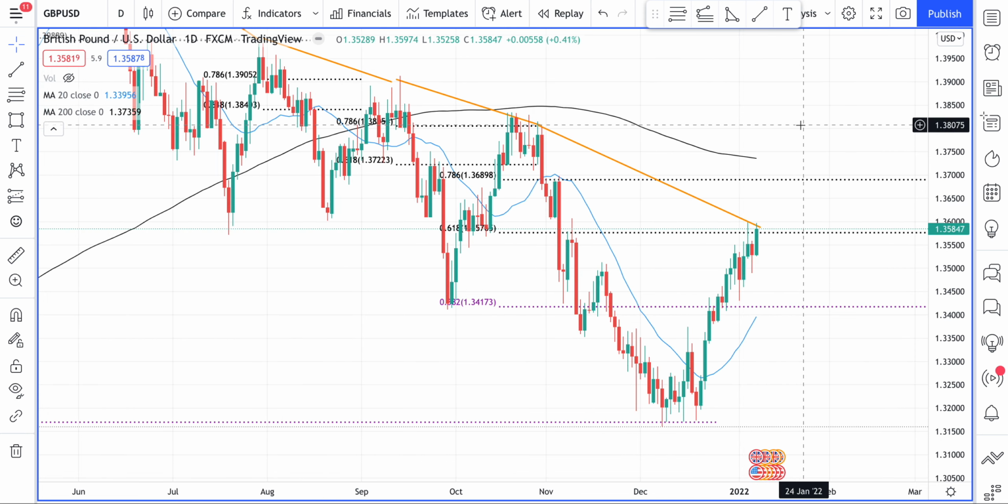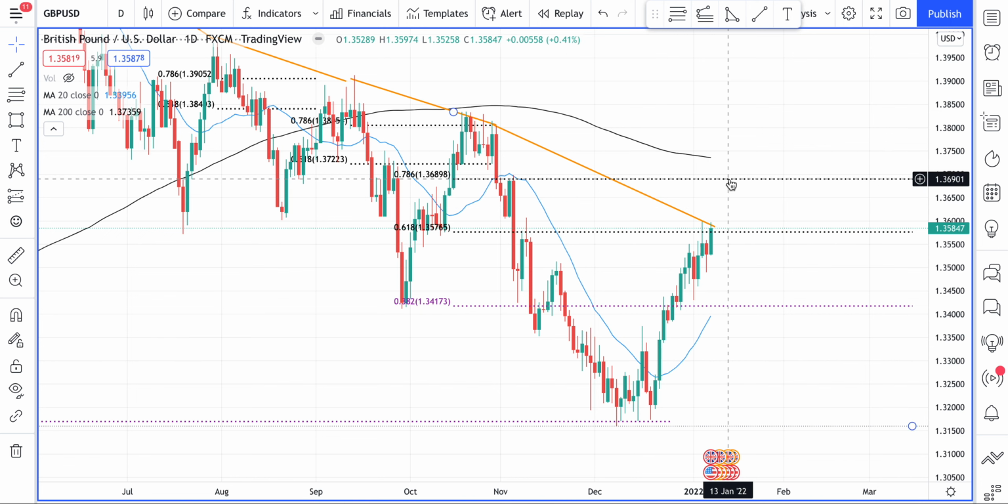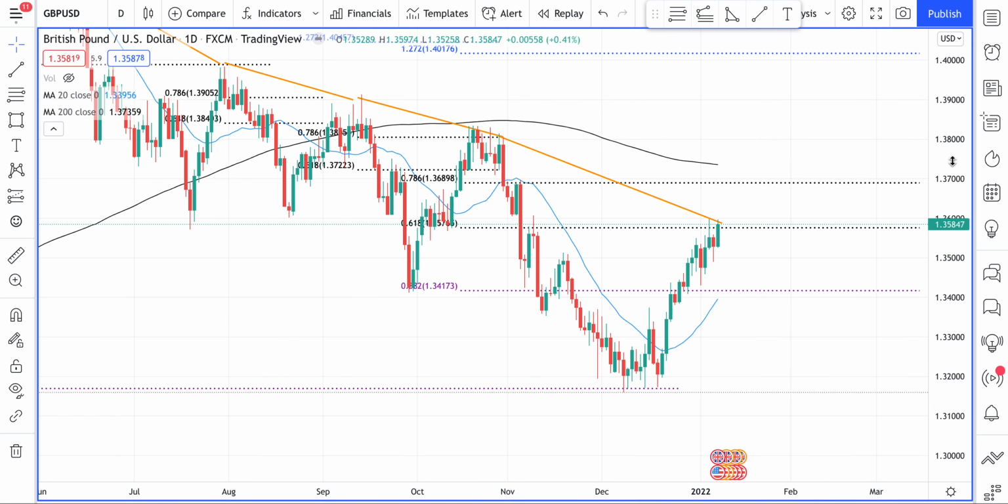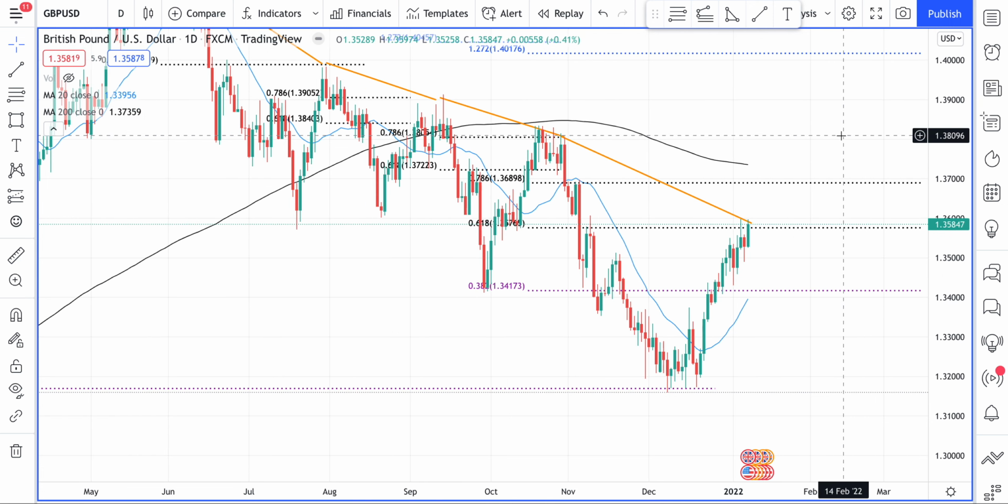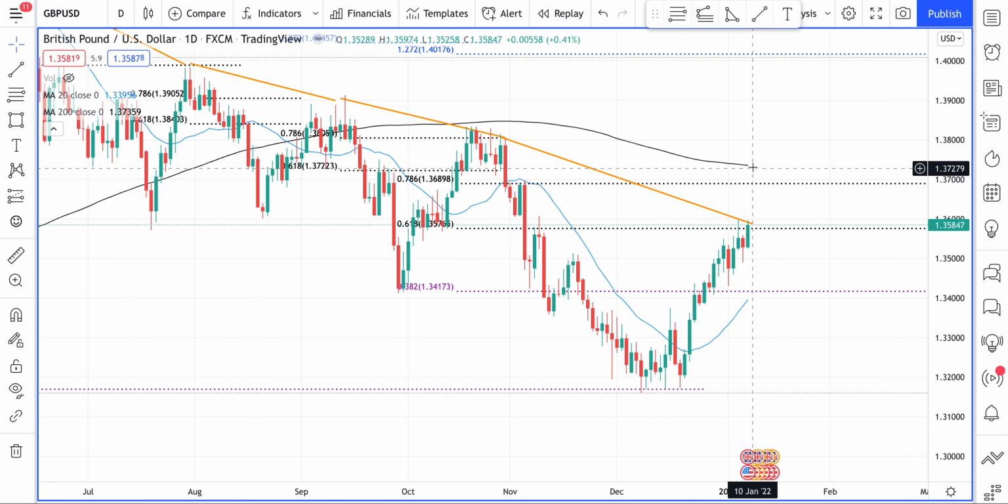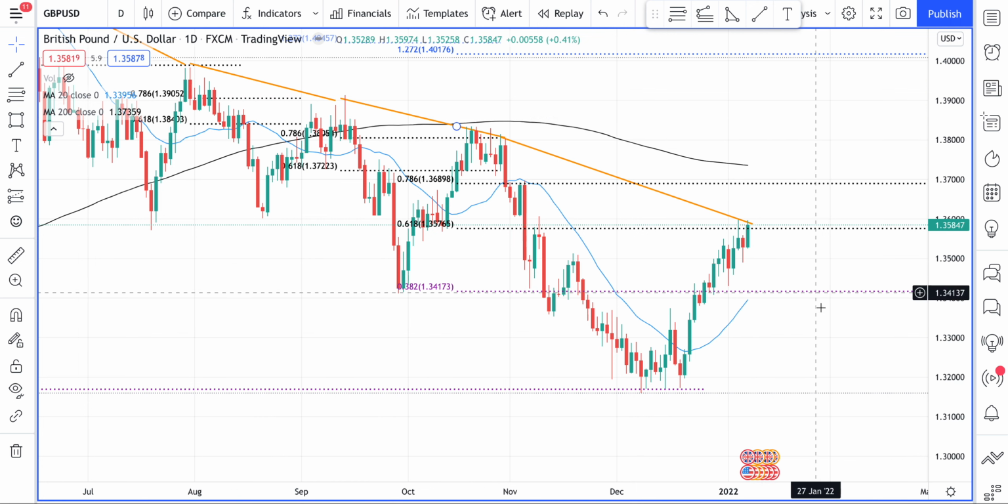It is possible that this pair makes an attempt to rally higher to 1.3690, 1.37, touching perhaps this 200-day moving average on the daily time frame. It's possible that it might do that just because of the weakness in the dollar index, which we had a look at earlier on. However, there is something also very interesting about this currency pair, which we'll see by taking a look at the weekly chart. So it's possible that perhaps it might retrace down.